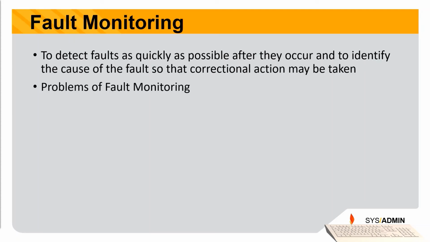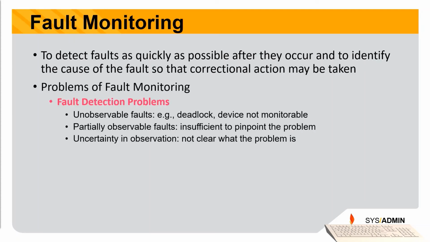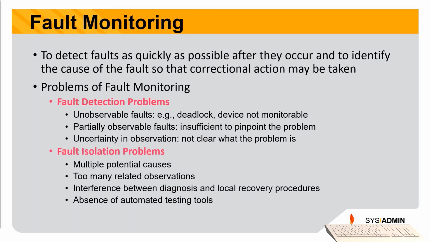Problems on fault monitoring include the fault detection problem. There are unobservable faults, for example deadlock, where the device is not monitorable. Deadlock is unobservable; you don't know when it will come. We all know that deadlock happens only if the resources requested by the application cannot be granted. There are also partially observable faults, where it is insufficient to pinpoint what the problem is, or there is uncertainty in observation, so it's not clear what the problem really is. That's the fault detection problem. If you don't know the source of the problem, how can we solve it? Next would be fault isolation problems.